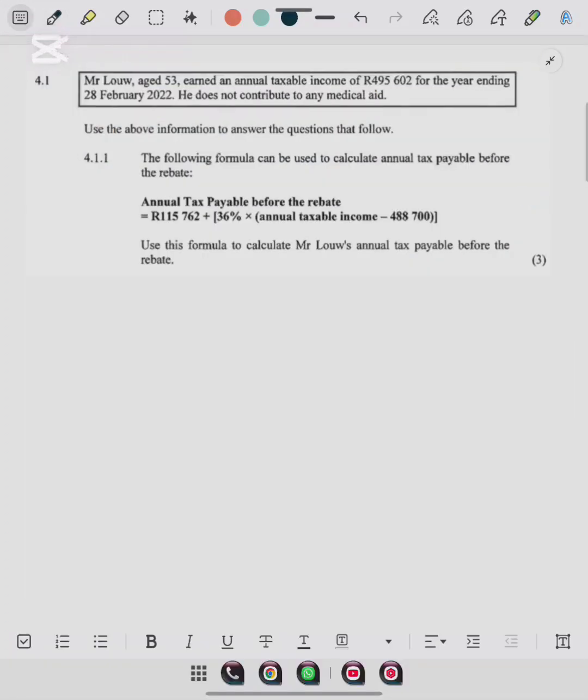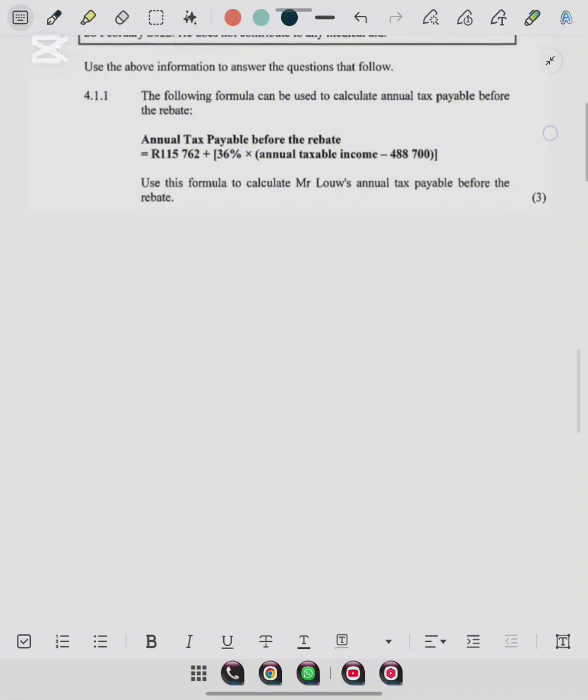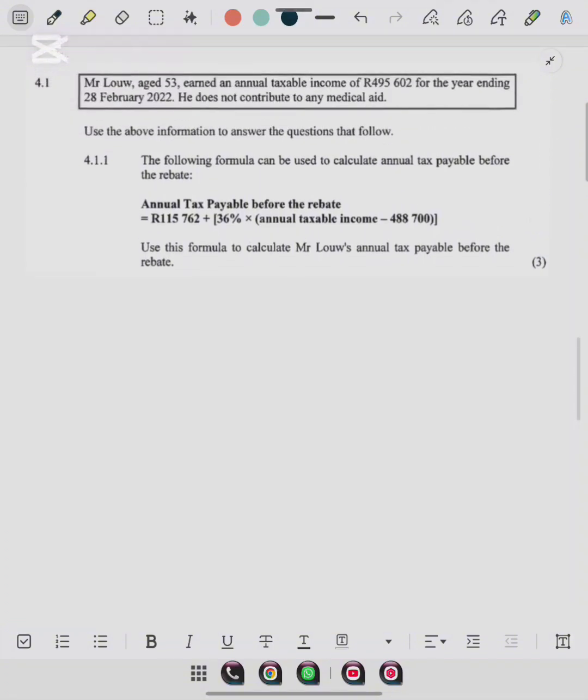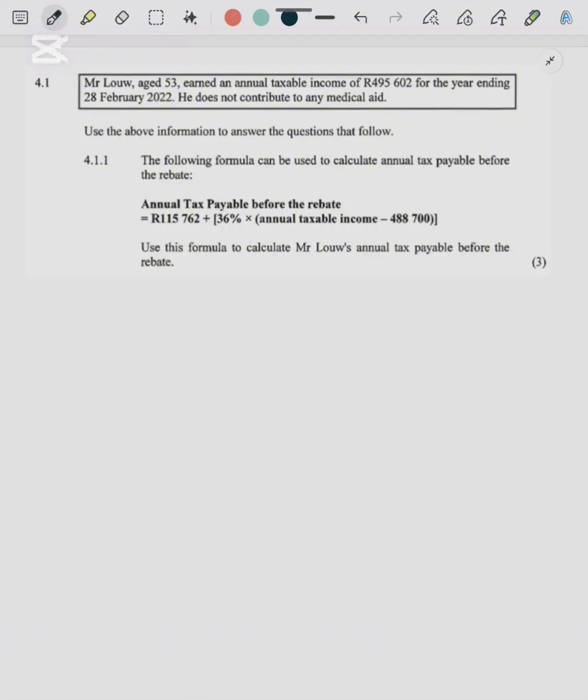Okay, 4.1, we've got a scenario here about Mr. Lowe, 53 years old, his taxable income of 495,602 Rand, and they tell us he does not contribute to medical aid. So, the first thing that they ask us is the following formula that can be used to calculate annual tax payable before the rebate. So they even give us the formula, and they want us to work out what is the tax payable. Alright, this is a nice, easy, straightforward question, because all we need to do is fill in the values that are missing.